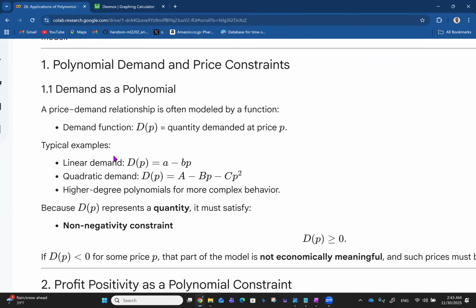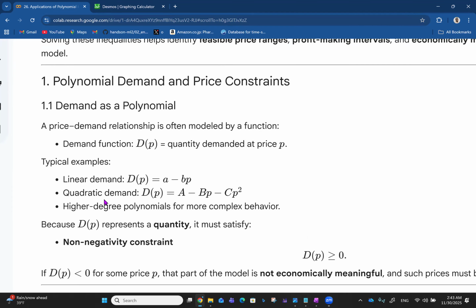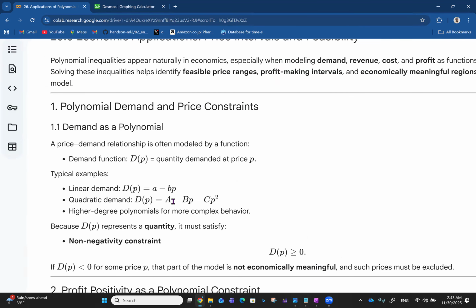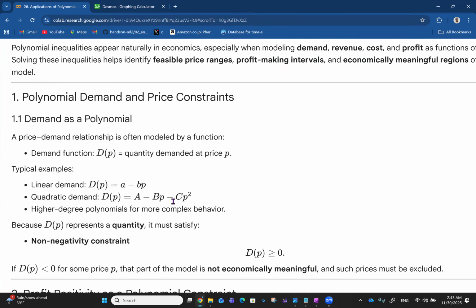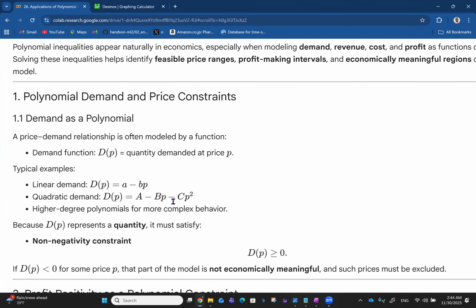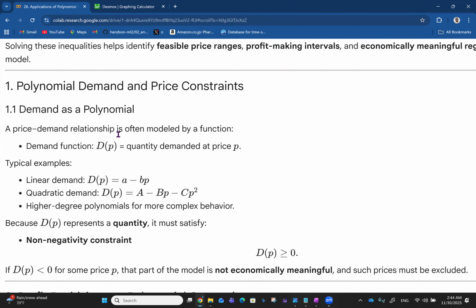And you have typical examples. You can have linear demand, like D of P is A minus BP, quadratic demand, D of P, that's A minus BP minus CP squared. And then you can also have higher degree polynomials for more complex behavior. But these ones are more common.